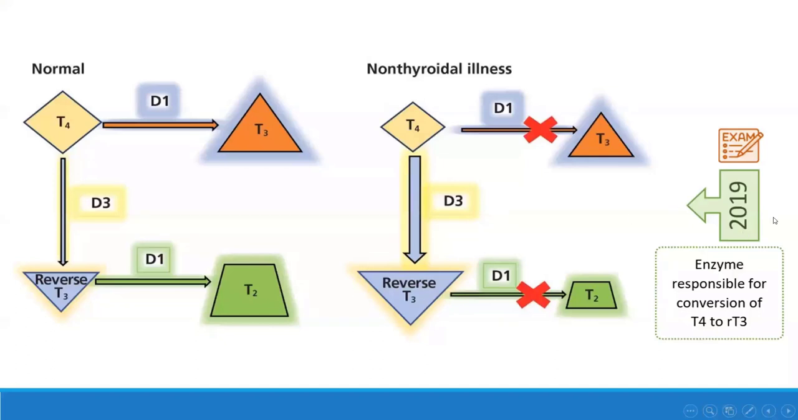And in our exam 2019, they asked a question about the enzyme responsible for conversion of T4 to reverse T3, which is D3. Yes, this is a question from our previous exam. This is D3, mainly in the placenta, and this prevents the transportation of thyroxine from the mother to the fetus from week 20 to some extent, because we mentioned previously thyroxine passes through the placenta but not to the same degree across the gestational age.